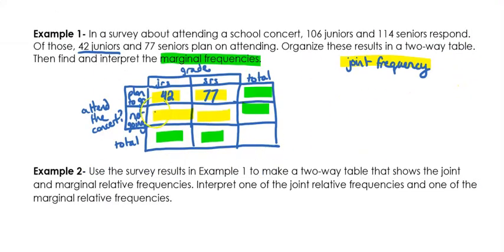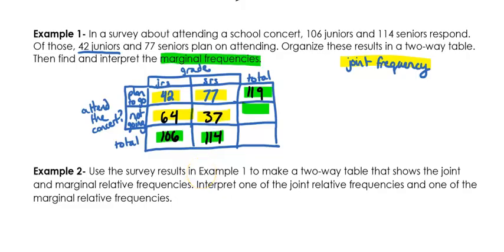All right. So I know 106 juniors respond, so the total juniors is 106, that goes here. And then 114 seniors respond, and so that goes here. So the rest of this is just filling out, it's kind of like doing a puzzle. So for example, 42 plus 77 means 119 students plan to go. To find the number of juniors not going, you could do 106 minus 42, and that would be 64. To find seniors not going, you could do 114 minus 77, and that's 37.